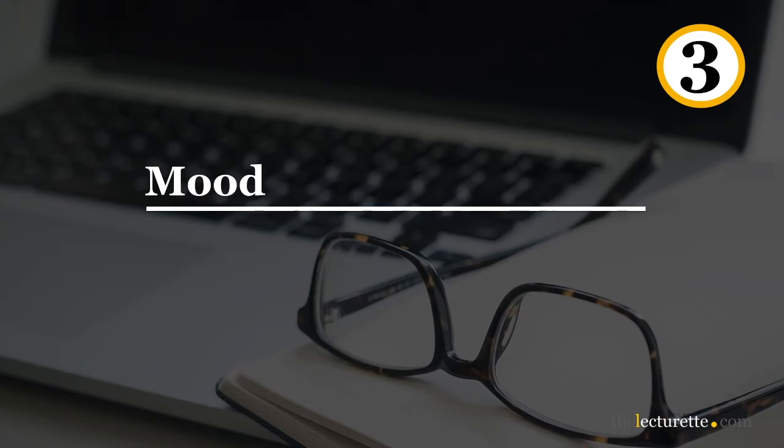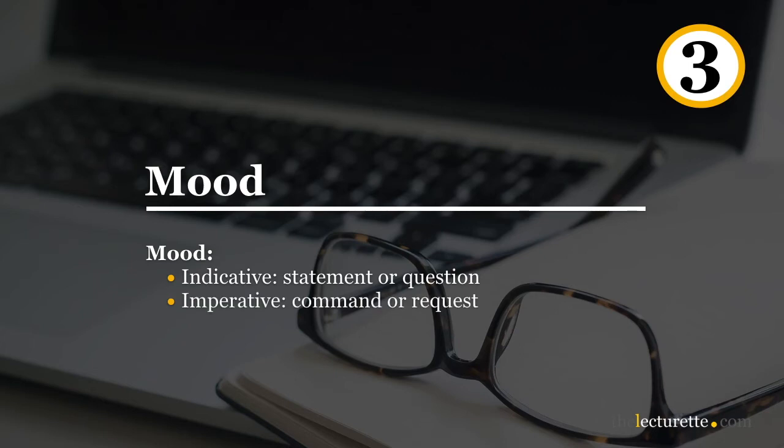Number 3. Unwarranted shifts in mood. Mood indicates whether the writer is making a statement or asking a question, which is called the indicative mood, issuing a command or making a request, which is called the imperative mood, or expressing a wish or hypothetical condition, which is called the subjunctive mood.